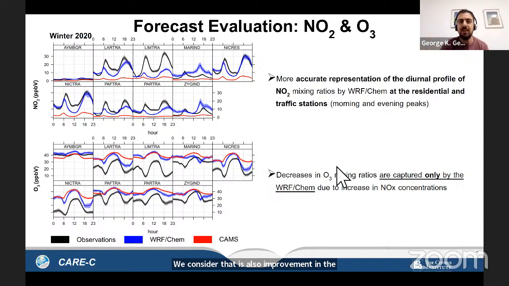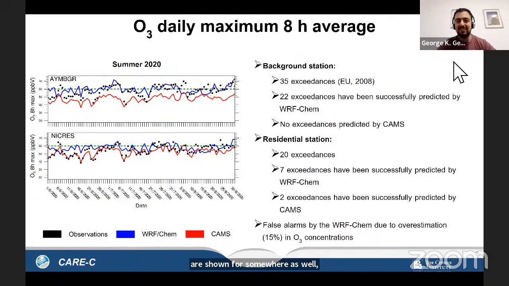These are the results for winter. Similar results were shown for summer as well. These are the exceedances of the daily maximum 8-hour average. And actually, during the summer, because during the winter we didn't have any exceedances, we saw that at the background stations, we had 35 exceedances according to the measurements. 22 exceedances have been successfully predicted by the WRF model, while CAMS predicted no exceedances during this period.